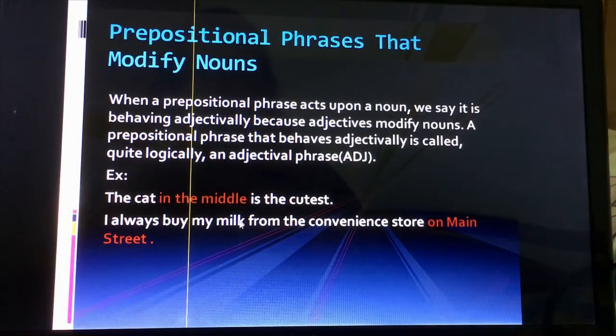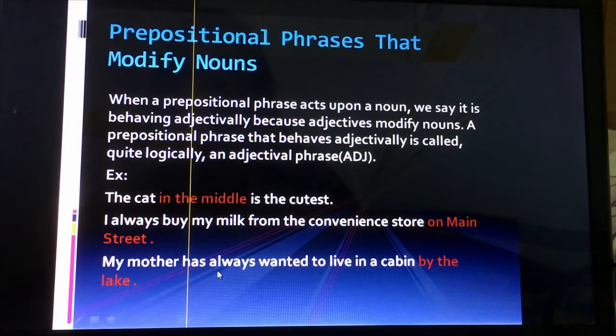Let's see another example here. I always buy milk from the convenience store on Main Street. On Main Street is also defining the store. The store is a noun and it is defined by on Main Street. So these two sentences make it clear that these two prepositional phrases are modifying a noun. That means they are called adjectival phrases.